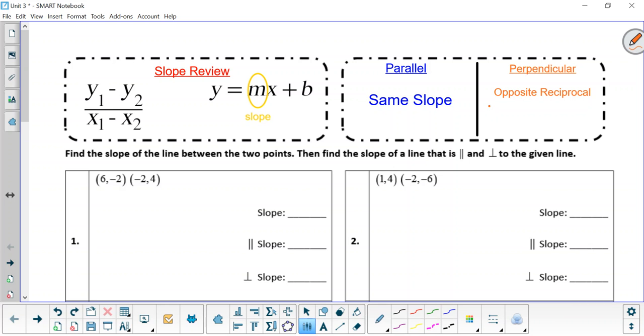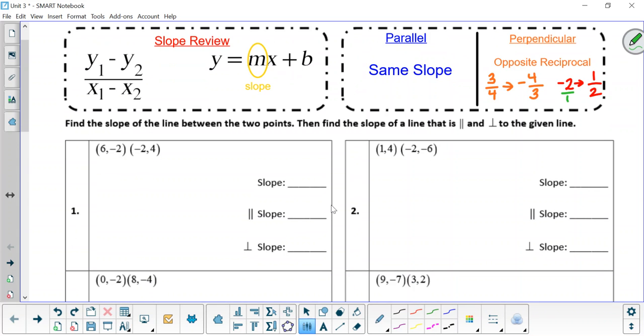So, for example, if one of my slopes is 3 over 4, the opposite reciprocal would be a negative 4 over 3. Another example would be if my first line has a slope of negative 2, the opposite reciprocal would be a positive 1 over 2. Because remember, a whole number is really a fraction that is over 1. We just don't write the number 1 on the bottom.